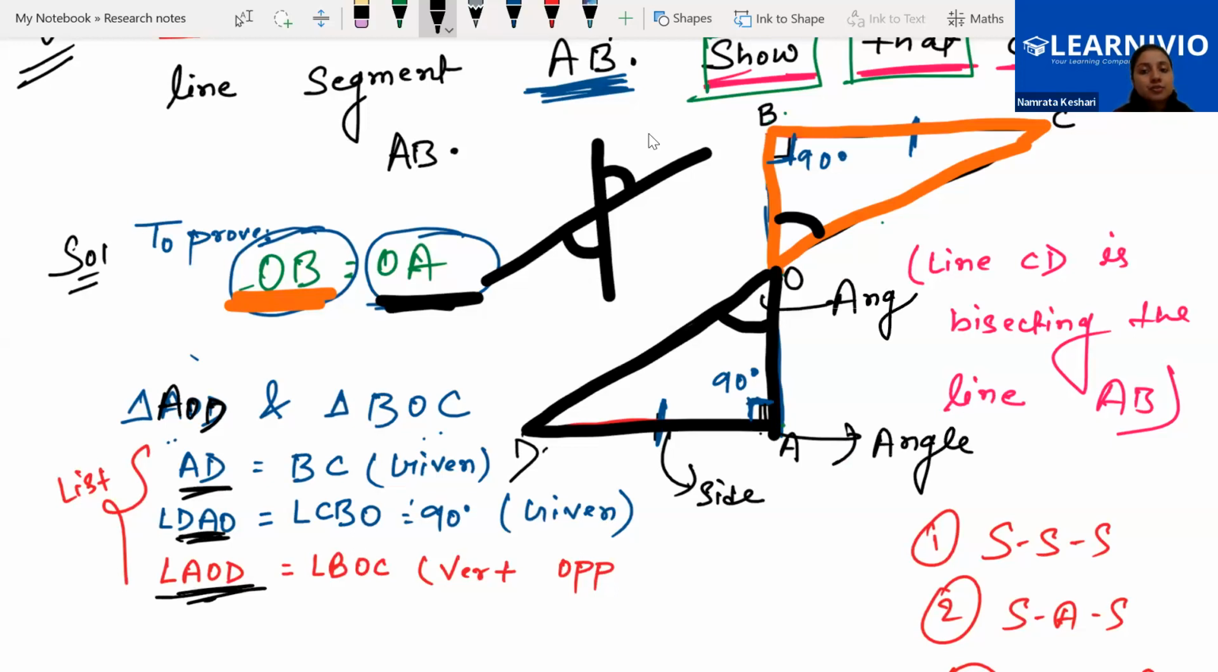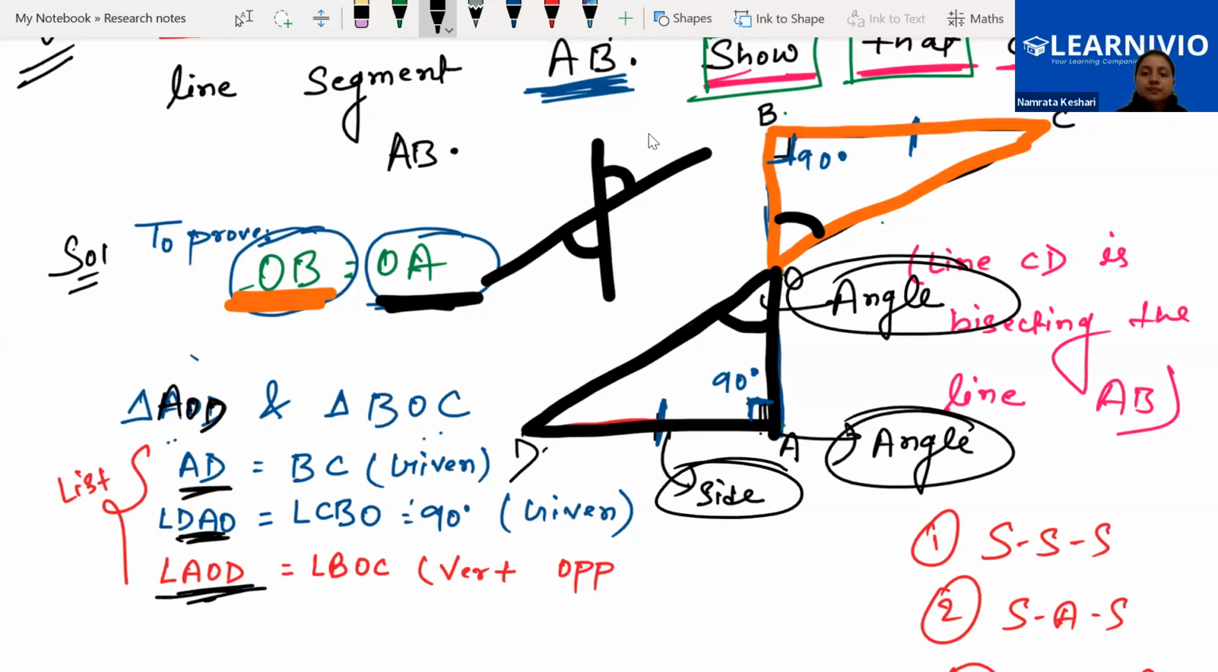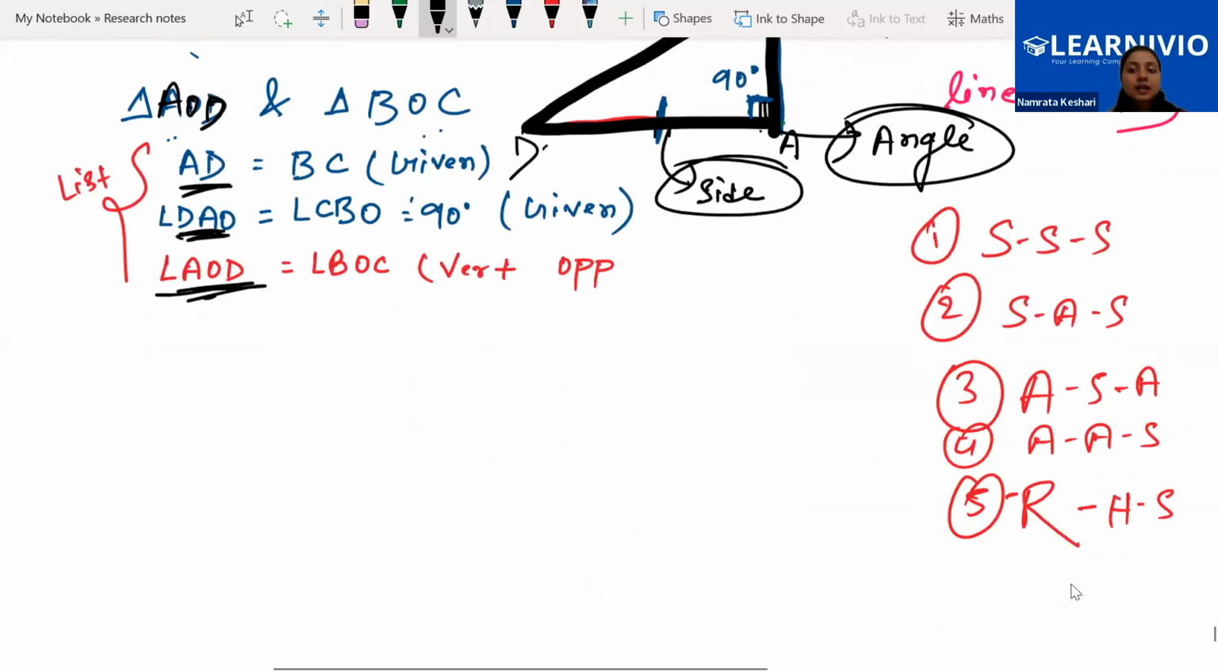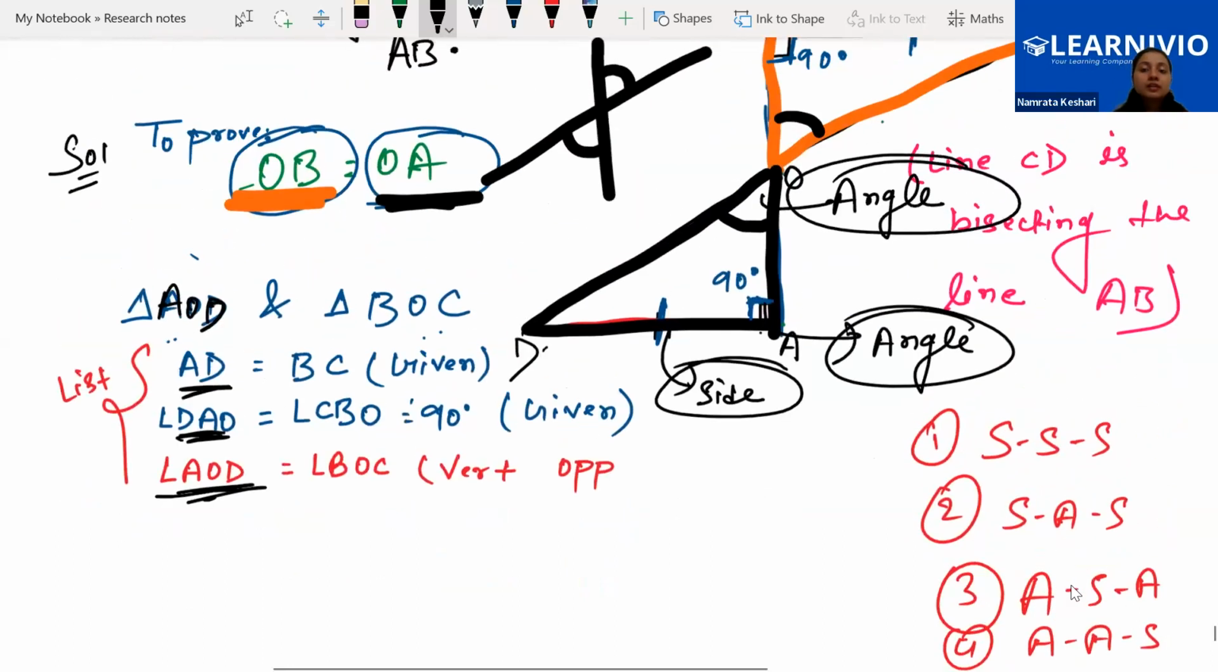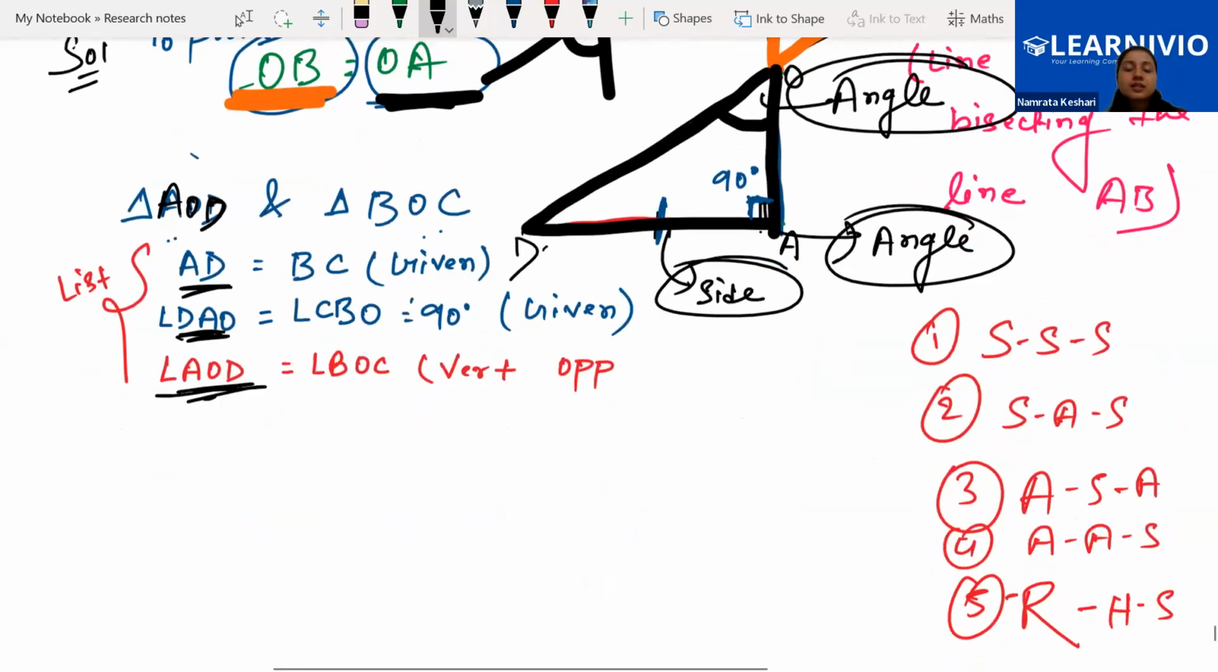Can you see the sequence? Yes, ma'am. Angle, side... if you are thinking side, angle, that is there in the rule. Side, angle, angle? No. Then angle, angle, side, is it there in the rule? Yes, ma'am. Yes, it is there. Can you see it? Yes, ma'am. The angle, angle, side rule is there.